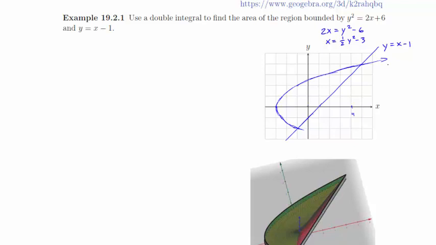Here we have x equals 1/2 y squared minus 3. This is the point -3, 0. Then we have the point -1, 2. And then I'm not going to worry about labeling that point. This point's more important. This is 5, 4. That's my scale on my axes here.